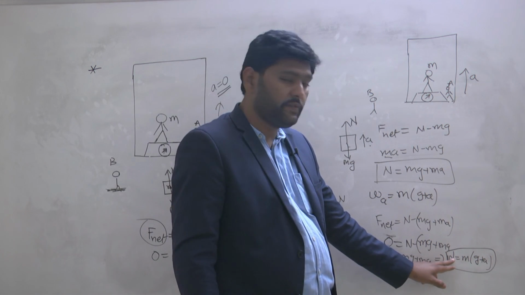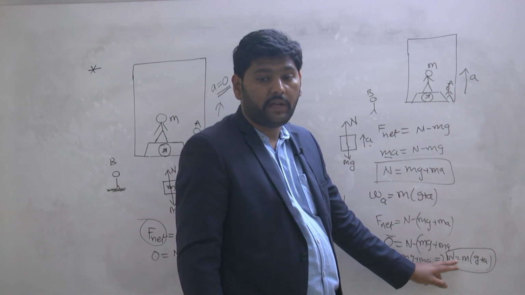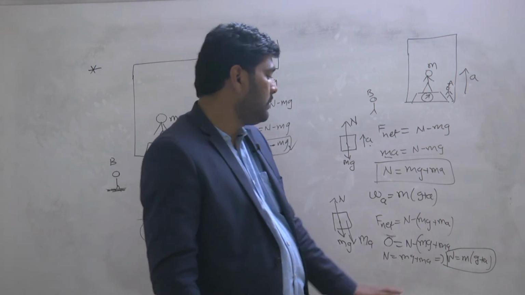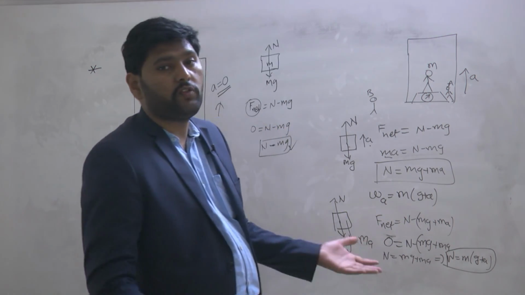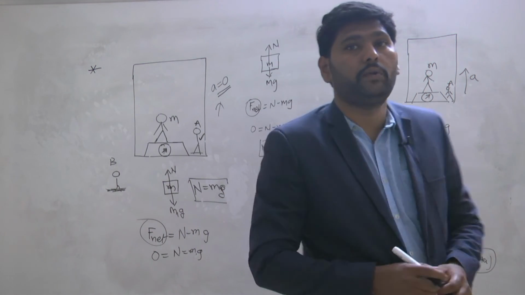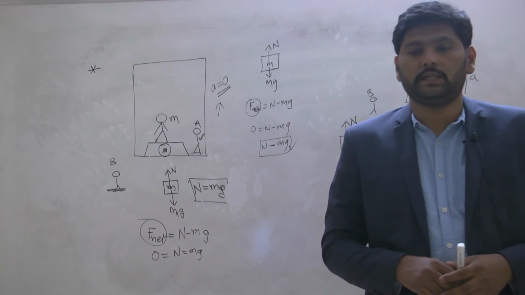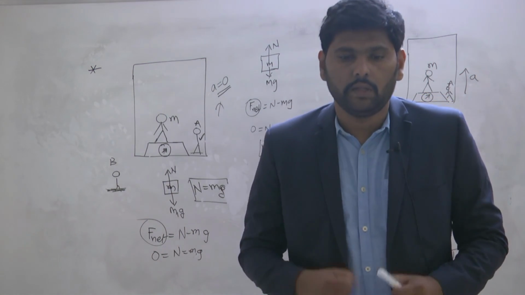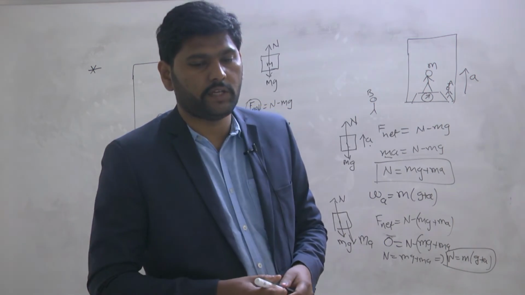This normal reaction gives the apparent weight. The apparent weight in this situation is m of g plus a, which means when you are moving in the upward direction, you feel more weight compared to normal. Understand? This is the situation in an accelerated reference frame.